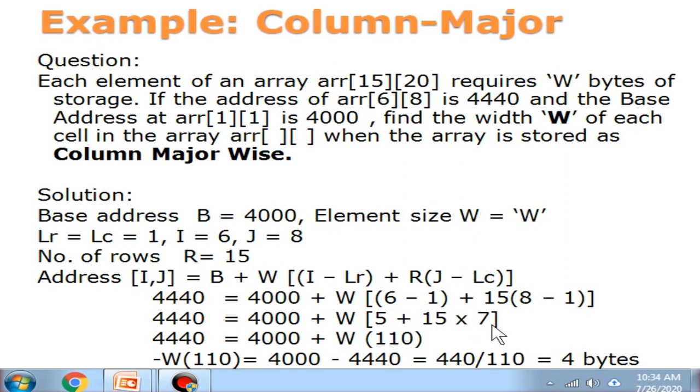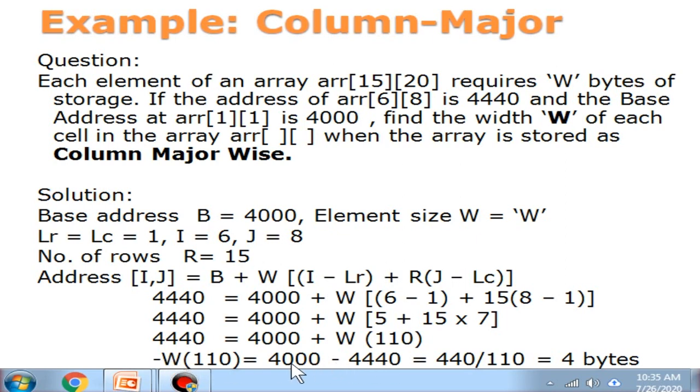Now you are going to calculate the outer bracket. So here 15 into 7 and then plus 5, that is 15 into 7 is 105, plus 5 is 110. Okay, so this is what you got. Then you are going to take this 4440 towards the right hand side, and W you are going to take to the left hand side of the equal to sign. So once you do that, what happens? It becomes minus W of 110 equal to 4000 minus 4440. So when you subtract it, you will get minus 440.